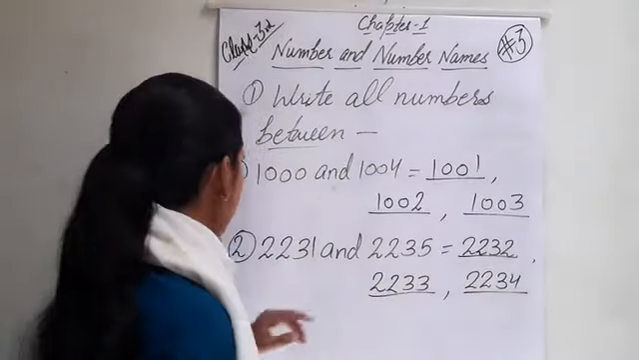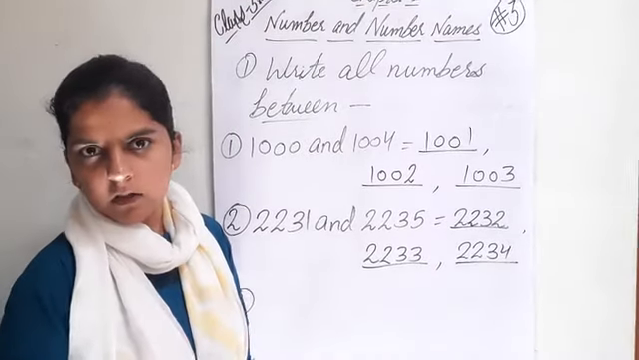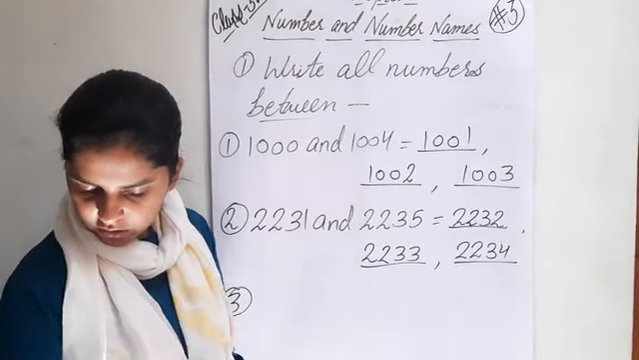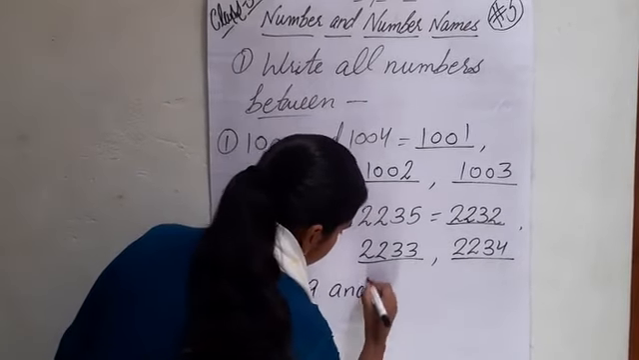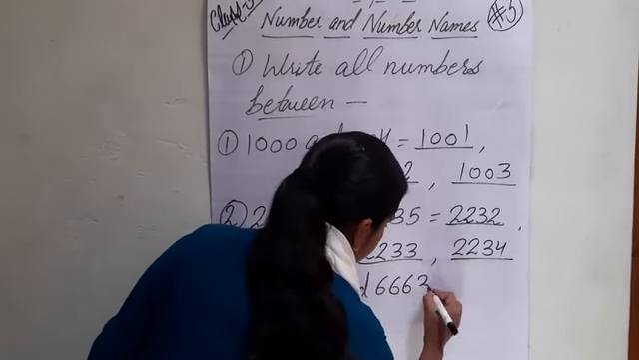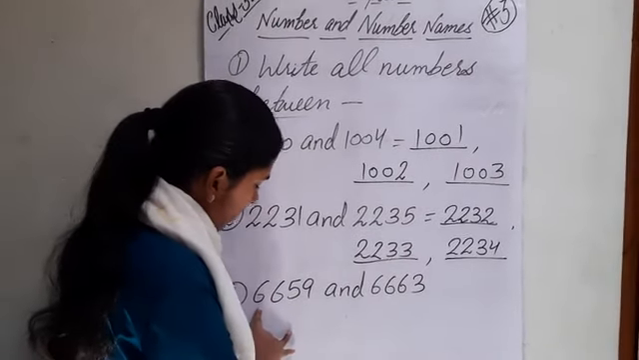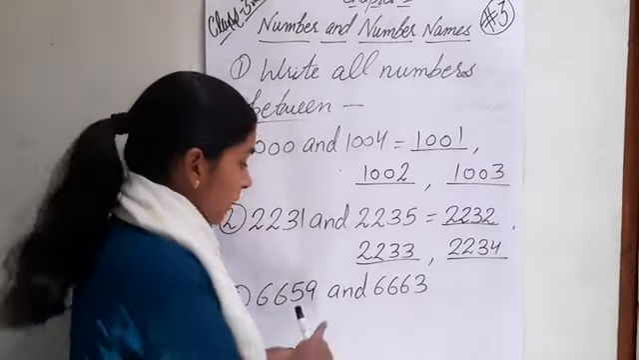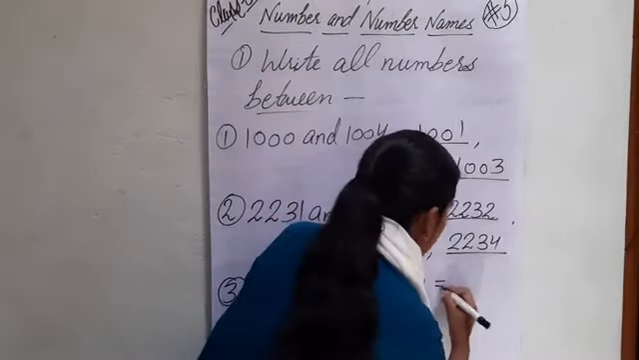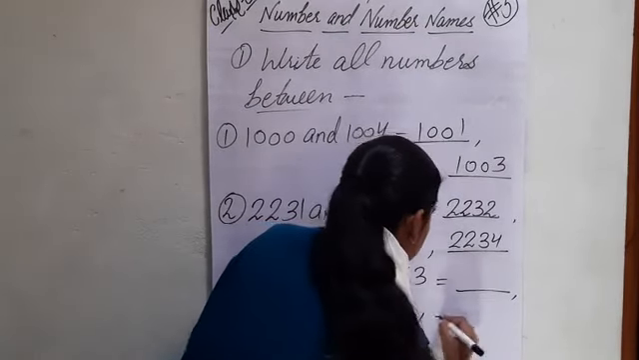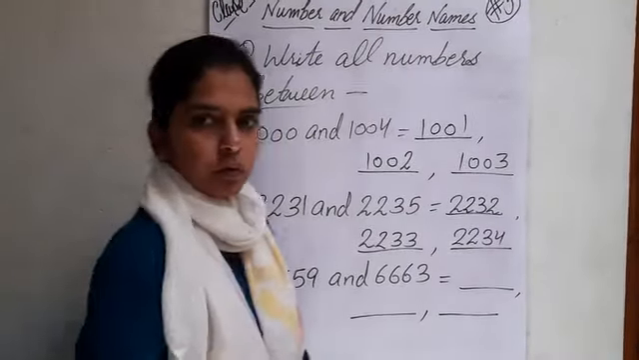And one question I am giving to all of you. You write the numbers between these numbers. The numbers are 6659 and 6663. You need to write all the numbers between 6659 and 6663. Okay students, let's move to the next question.